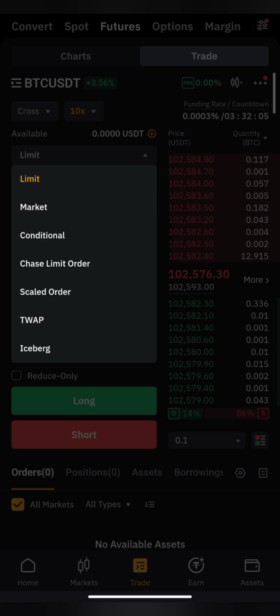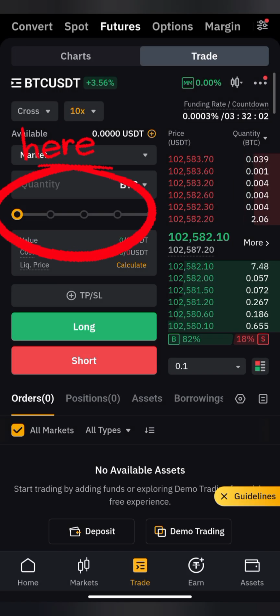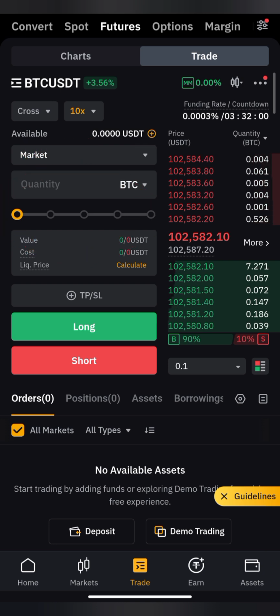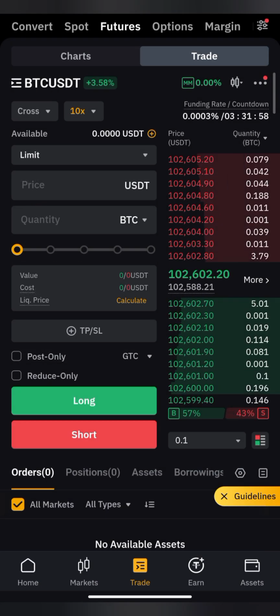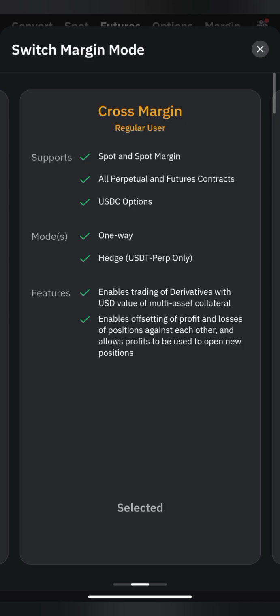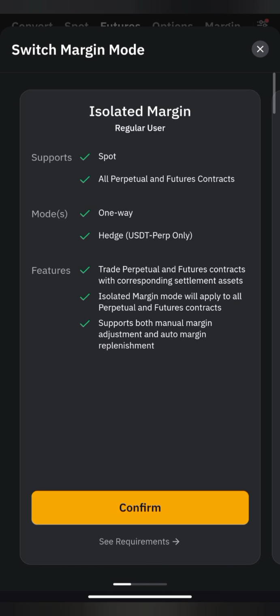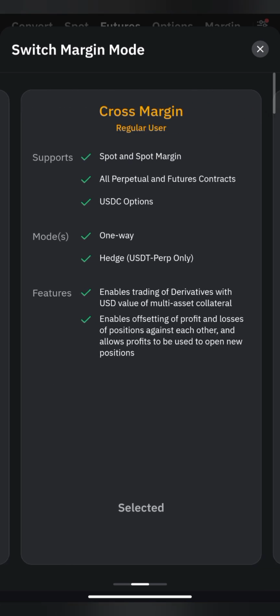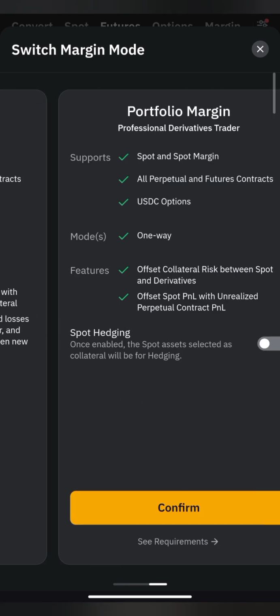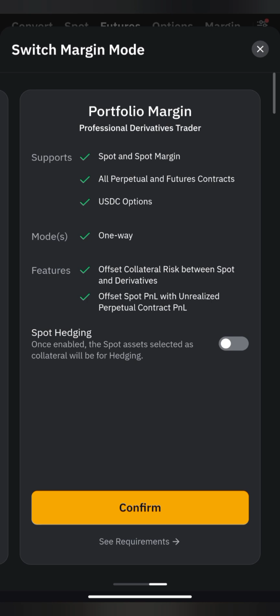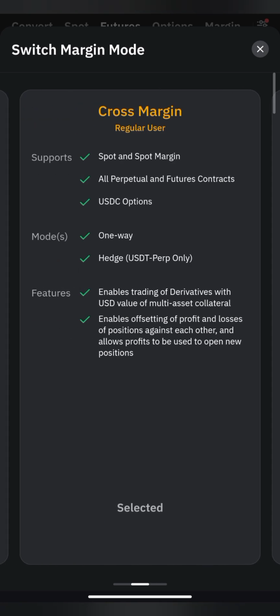Just like in spot trading, you can select the market or the limit options. There are different margin modes, but we'll discuss only two: isolated and cross. Cross margin uses the entire account balance as collateral. Isolated margin only uses the amount of collateral assigned to that specific trade.